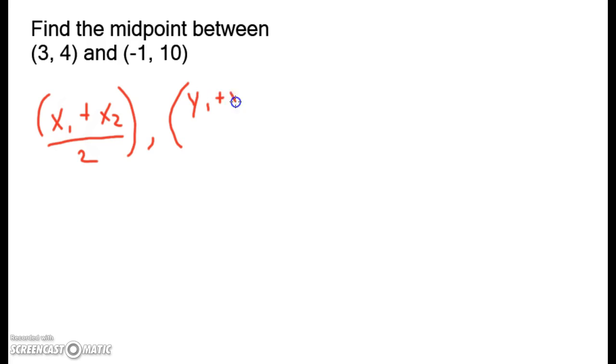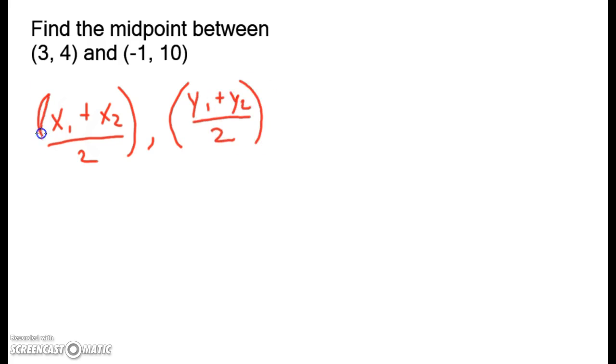We're going to find the midpoint between these 2 points. Now, you may have seen this midpoint formula. Sorry, is my pen working? All right. X1 plus X2 over 2, comma, Y1 plus Y2 over 2.